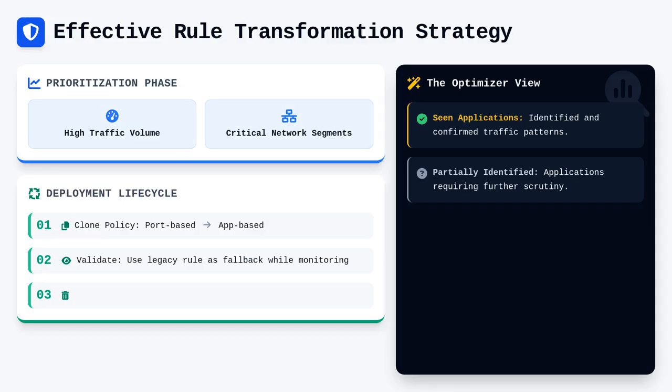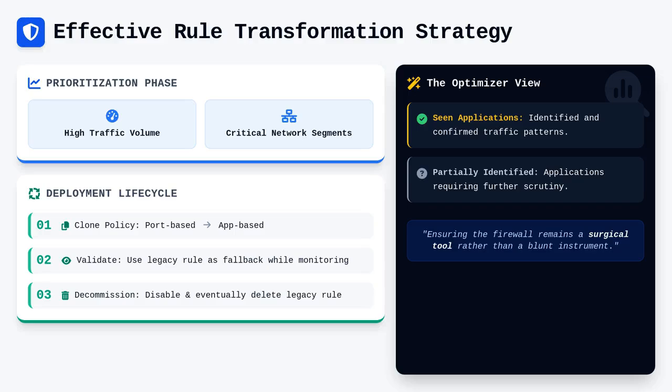As you move the identified applications into the service column of the new policy, the system continuously monitors for any traffic that might still be falling through to the legacy rule. Once you have verified that the new rule is successfully handling all intended traffic, you can disable the legacy rule and monitor the environment for a period of time before eventually deleting it. This iterative approach minimizes operational impact and ensures that your firewall remains a surgical tool rather than a blunt instrument.